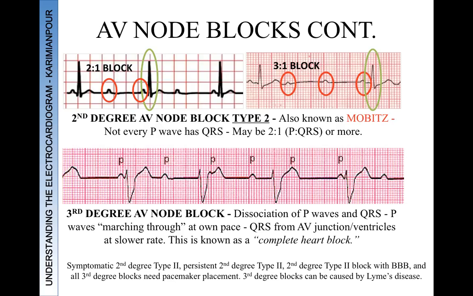So symptomatic second degree type 2, persistent second degree type 2, second degree type 2 block with a bundle branch block, such as a left bundle or a right bundle, or a right bundle with a left anterior fascicular block, and a third degree AV node block: all of these need a pacemaker, most likely. Third degree AV node blocks, this is sort of a board question. These can be caused by Lyme disease. So if you get a question stem about a patient who is from the Northeast and was hiking, and they're coming in with severe bradycardia and syncope, and they show you an EKG and it looks like a third degree AV node block, think Lyme disease.